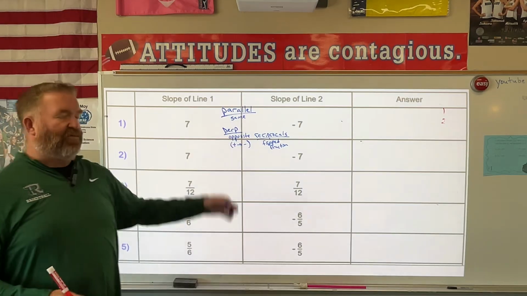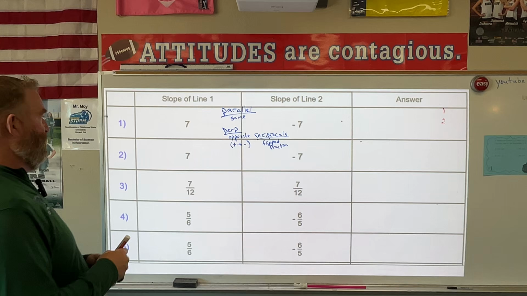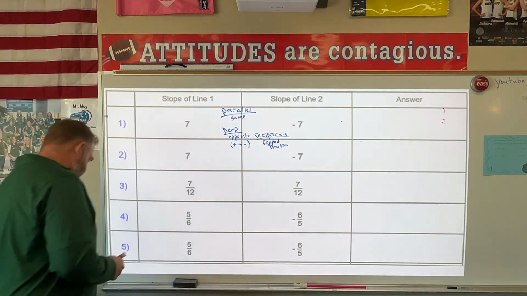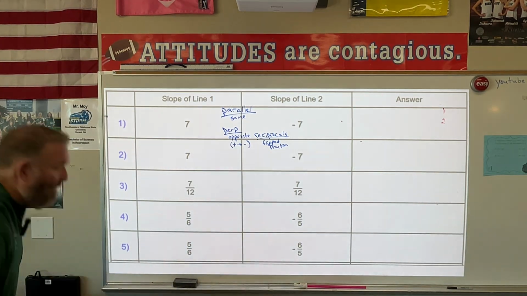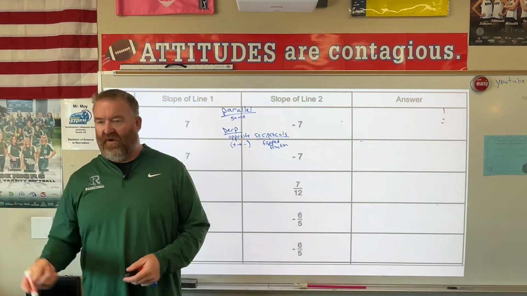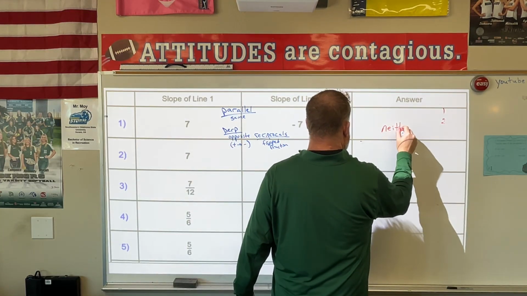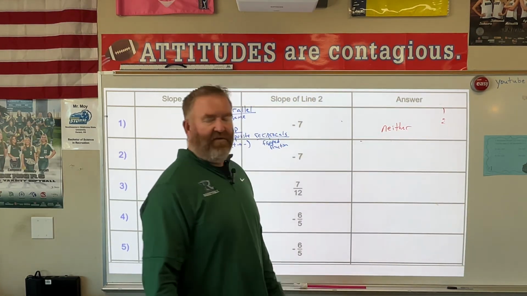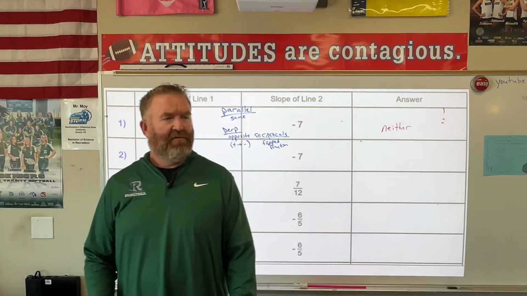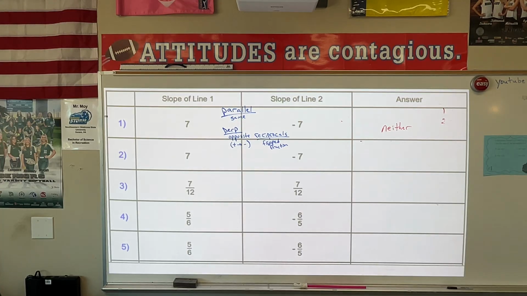Okay, so let's talk about the first one. You got 7 and negative 7. Is it parallel, yes or no? No, it is not. Is it perpendicular? No, it is not. Now, they are opposites, but what are they not? It's not a fraction. They didn't flip it, okay? So this one's neither. Why'd they give me the same one twice? I guess so. Okay, that's fine.